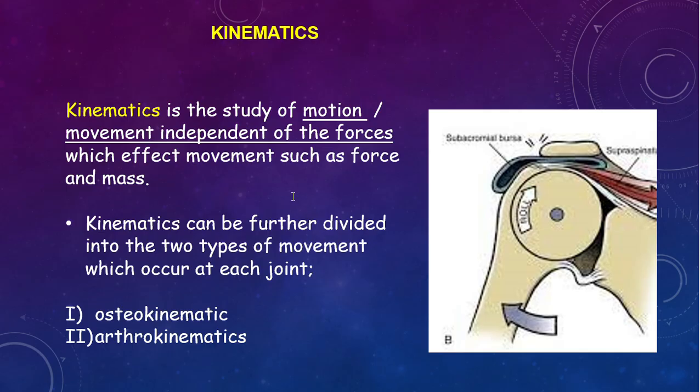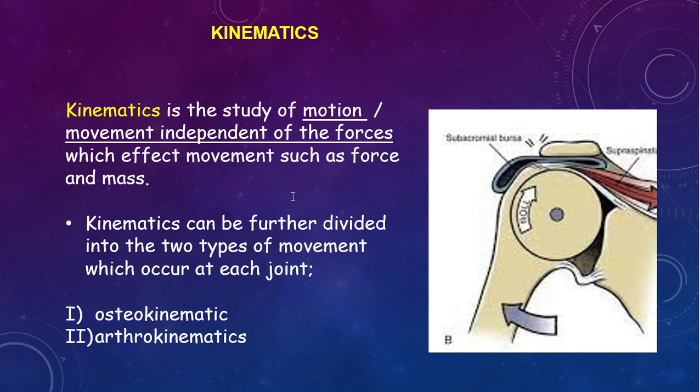So, when we talk about the movement alone without consideration for the force, then we say we are discussing kinematics. Is that clear? And this movement takes place in different parts of our body, and that's what we want to quickly look at. The two kinematics we have in the body are osteokinematics and arthrokinematics. All right. Now, what is osteokinematics? When you look at the word itself, the first part of the word, osteo, is bone. So it means movement of bones away from bones, or movement of bone towards bones.